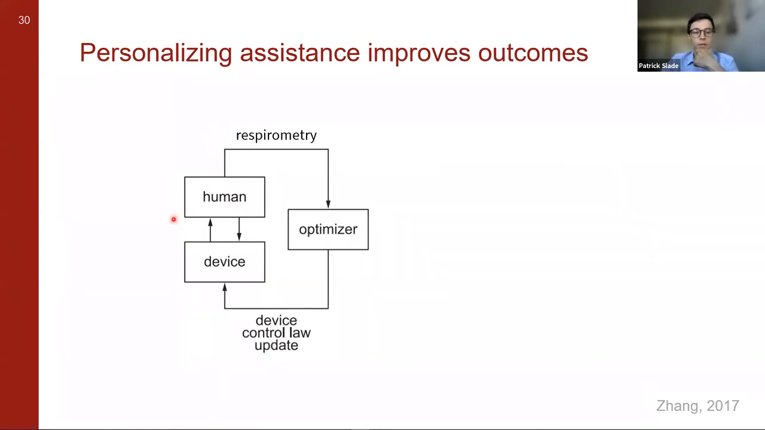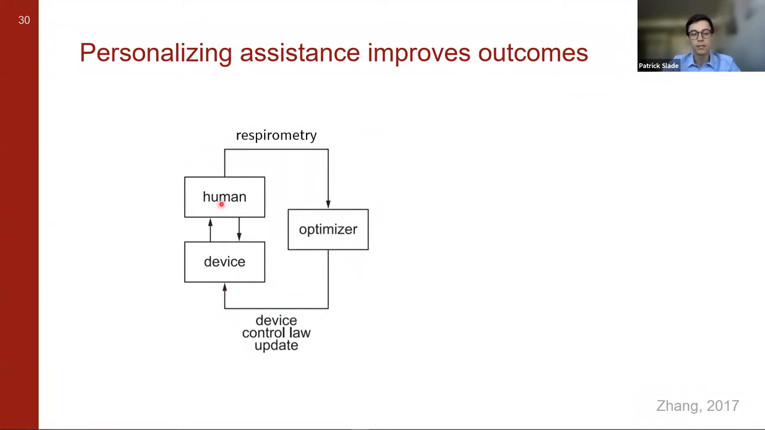So you can think of the human and the device as a feedback loop. So the human's wearing the exoskeleton, and the human's motion is measured by the exoskeleton, and then the exoskeleton applies torque to the person. And so we have a little loop here as the person and the device operate together. Now, if we're going to try and change how the device is operating to assist the human in the best way, we're going to need to take a measure of whatever we care about. Here, we'll use that respirometry mask again to understand the energy that the person is expending while walking. And we'll pass that to an optimizer, which is going to pick our device parameters.